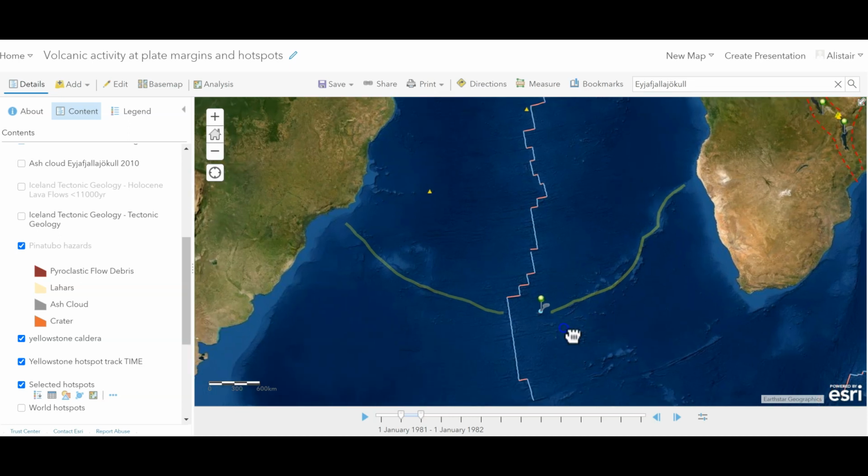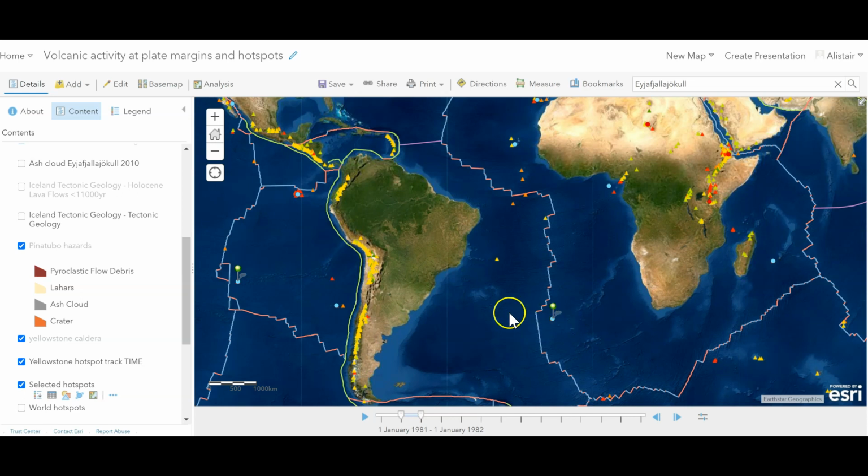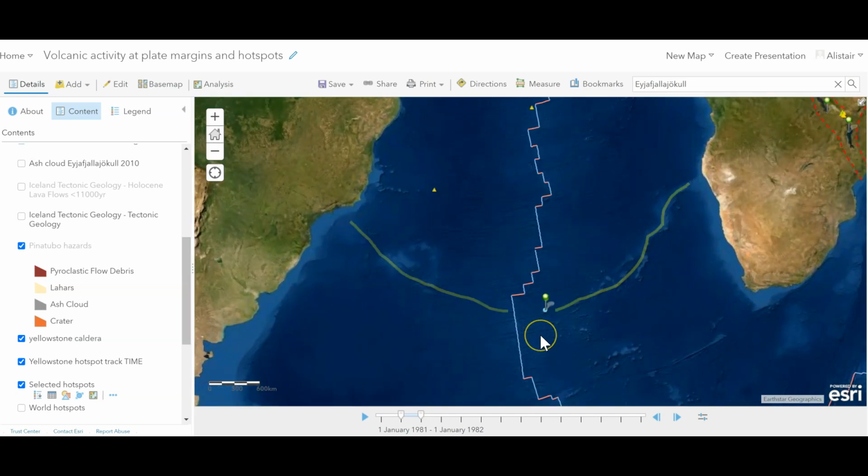So I wonder, can you figure out what might have been going on here? If I zoom out a little bit to give you the context, there's one linear pattern of seamounts, there's the other linear pattern of seamounts. What do you think has happened here?